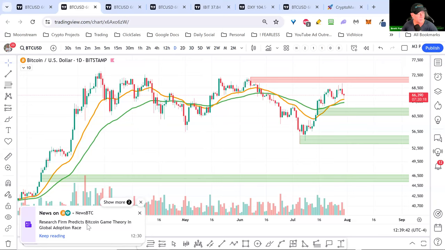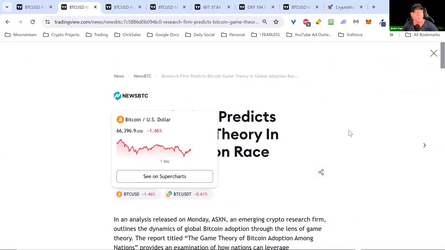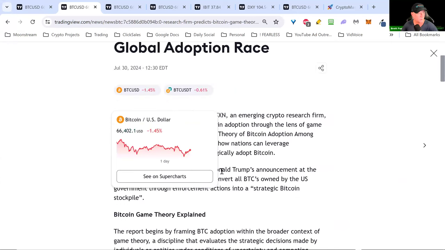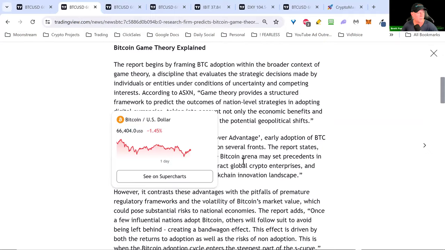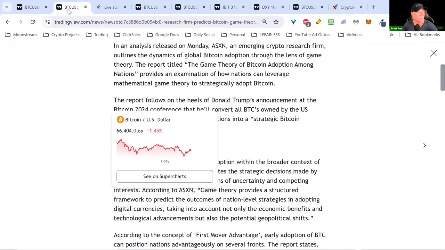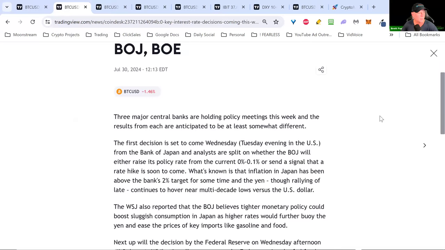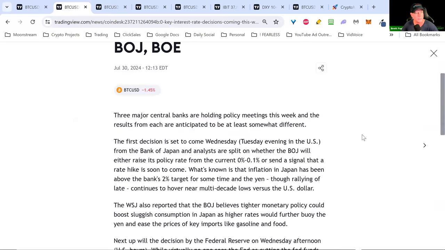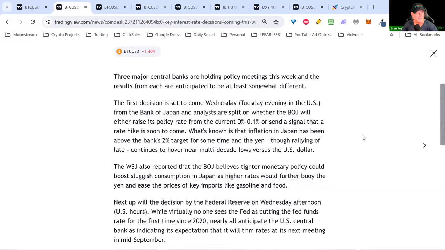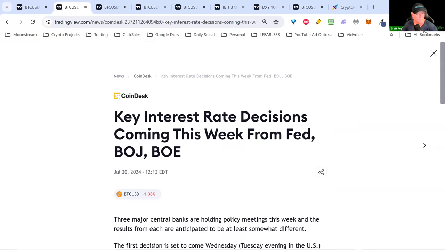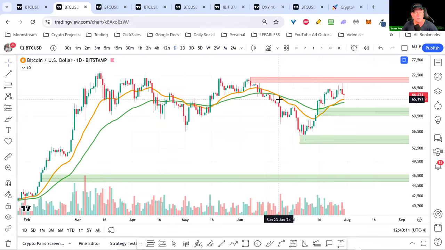This is interesting. I want to look at this. A research firm predicts Bitcoin game theory in play. Now this thing's in the way. I don't know why this chart's in the way. Basically, that's never happened before. Keep reading. Okay. Three major central banks holding policy meetings. Results anticipated somewhat different. What is this? That's a different article. All right. It was something about game theory. Sorry, guys. Let's not worry about that now.